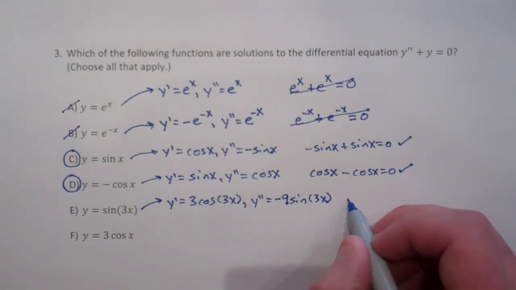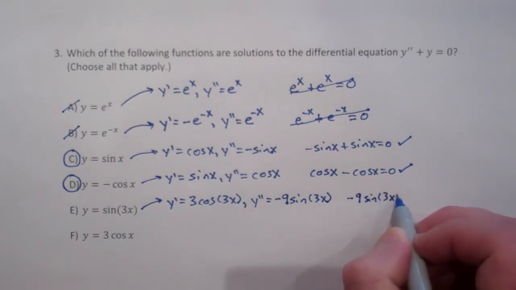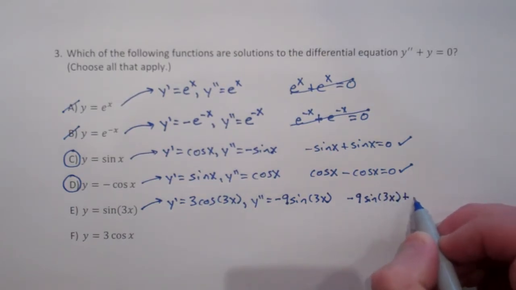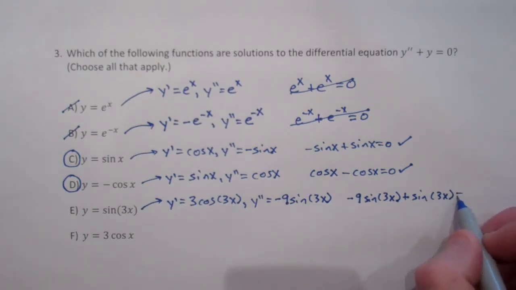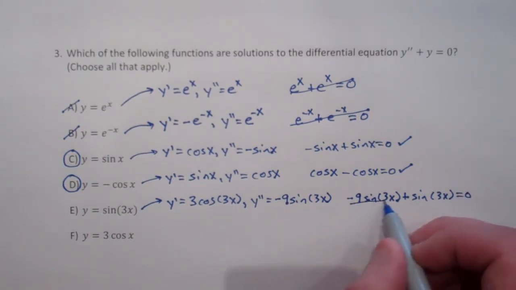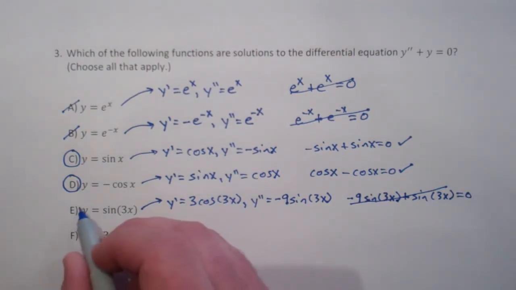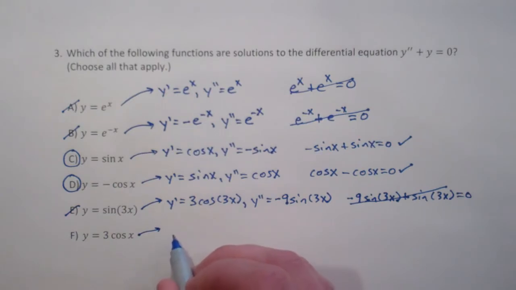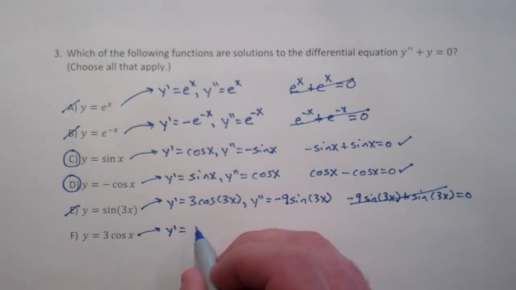Then we'll write down our differential equation. Negative 9 times the sine of 3x, that's your second derivative, plus your original function, which is the sine of 3x, is supposed to be 0, but that's not the case. And then for your last one here, we've got part F. So the first derivative of y, which is 3 times the cosine of x, is negative 3 times the sine of x.